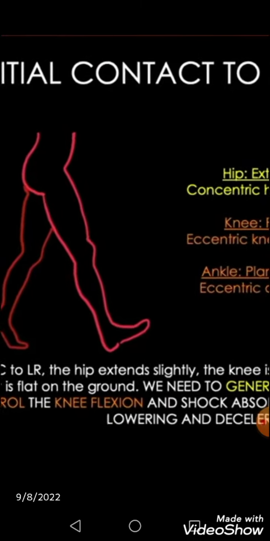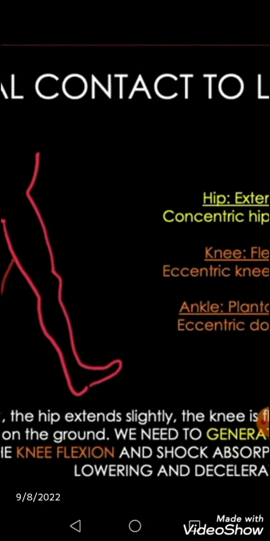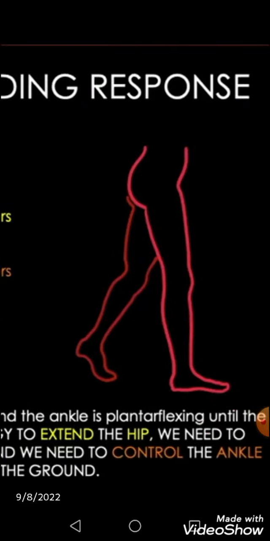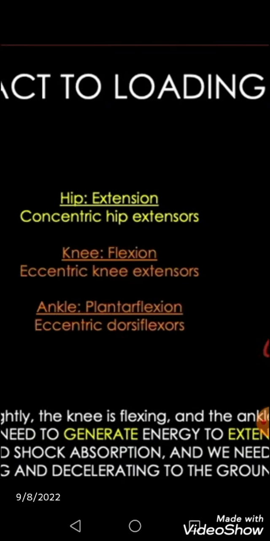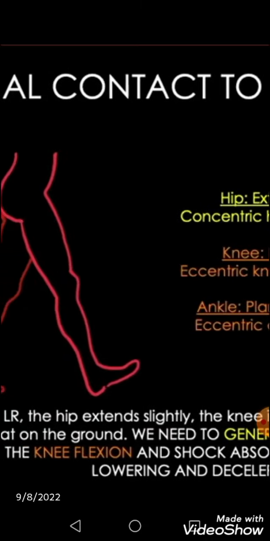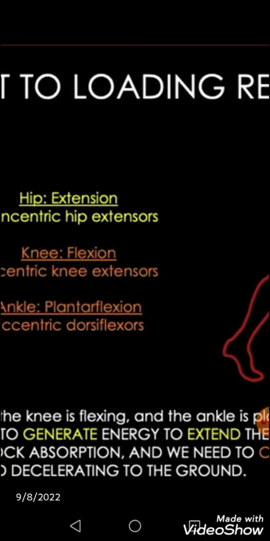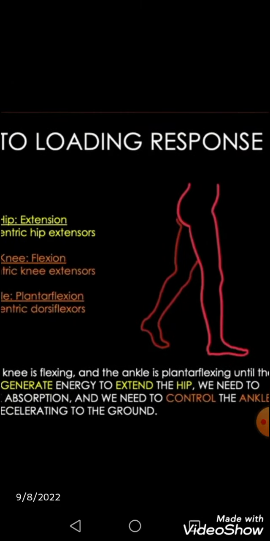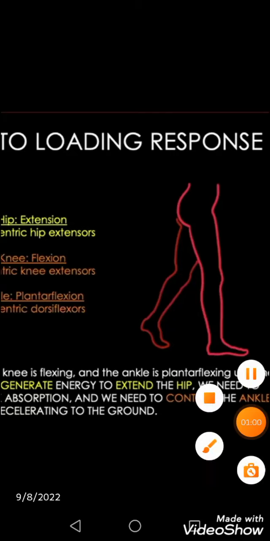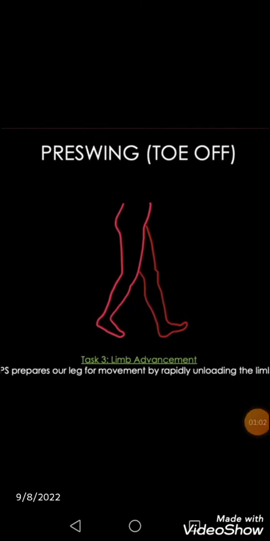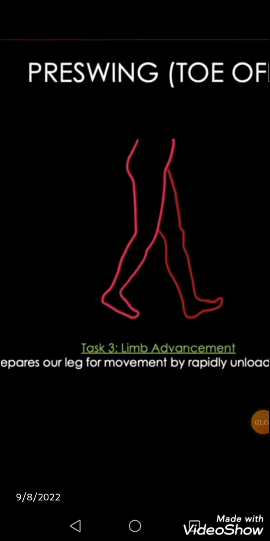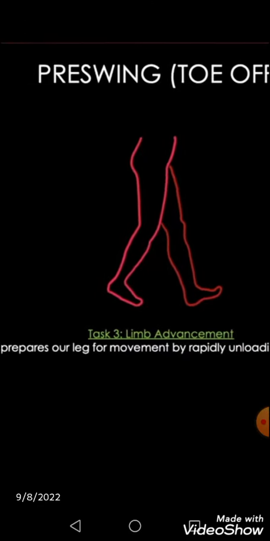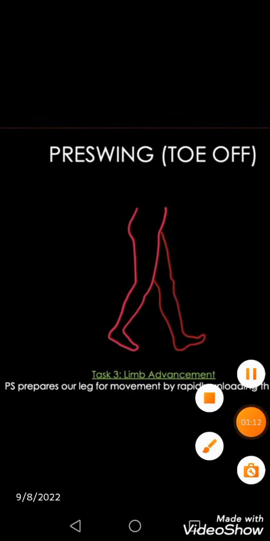Let's read that the hip extends slightly, the knee is flexing, and the ankle is plantarflexing until we are touching the ground, and now we need to generate energy to extend the hip, right? In this way we move on towards the next phase. As in this picture you can see the pre-swing phase, right? That heel off is there and a person is ready for the swing phase, right?